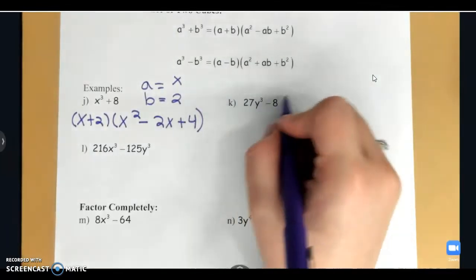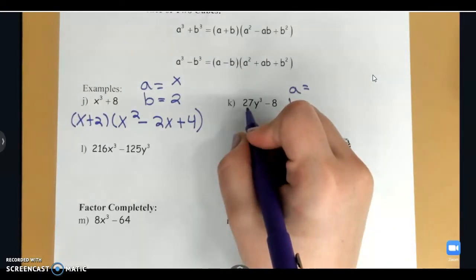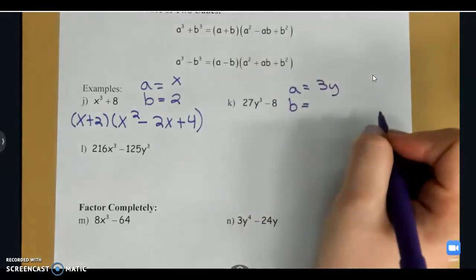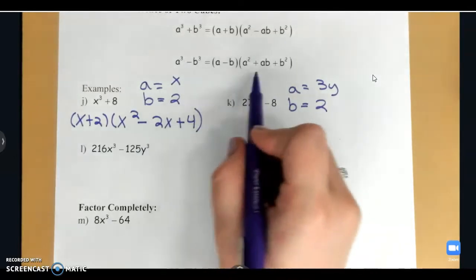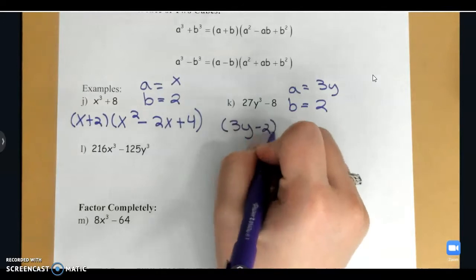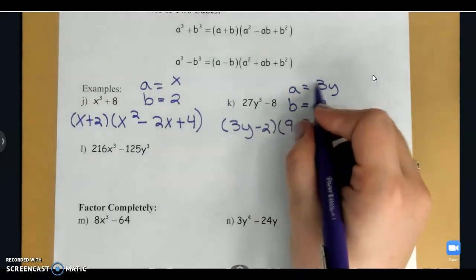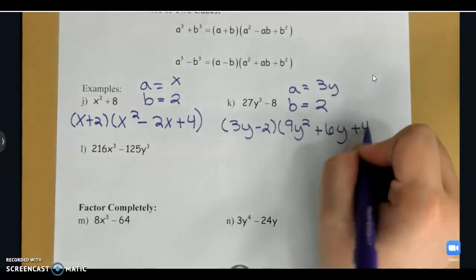On K, same story. We're going to identify our a and our b. So what cubed would give me 27y cubed? That's going to be 3y. And the cube root of 8 is 2. And this time I have the difference of two cubes, so we're going to use that bottom factoring. So 3y minus 2 times 9y squared, because that's a squared, plus 6y plus 4.